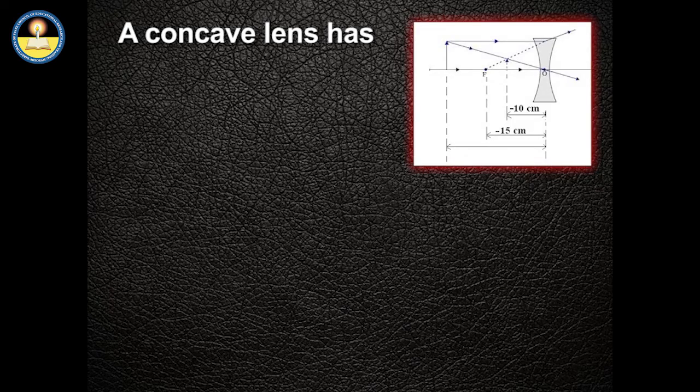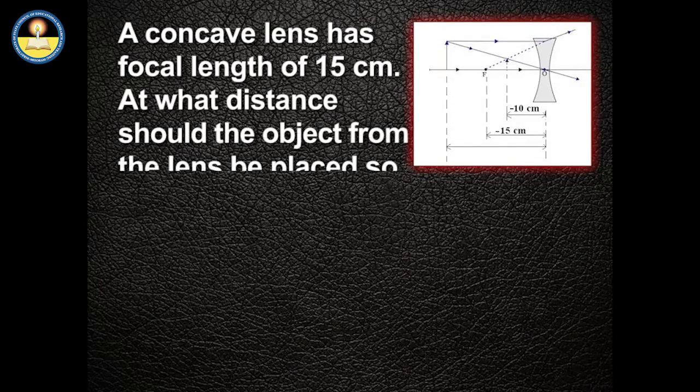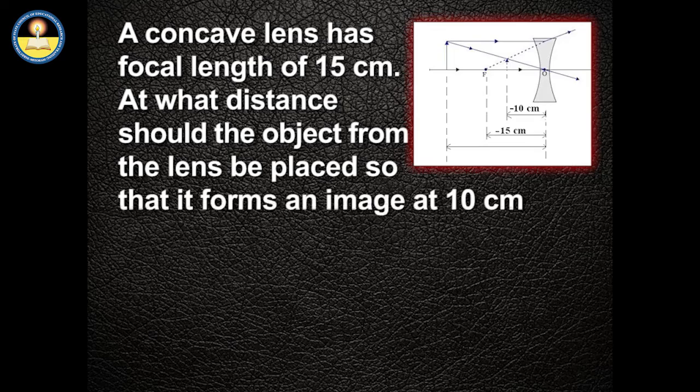A concave lens has a focal length of 15 centimeters. At what distance should the object from the lens be placed so that it forms an image at 10 centimeters from the lens?